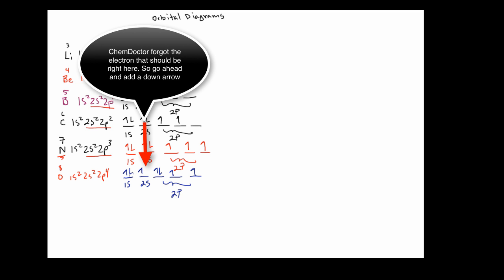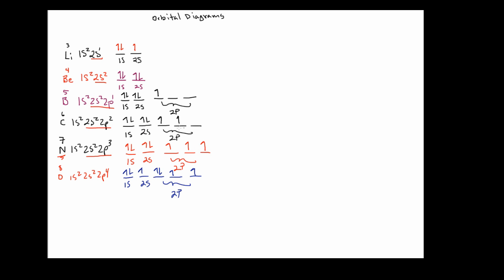So this indicates that oxygen has, in its outermost energy level, 2 unpaired electrons. Nitrogen, in its outermost shell, has 3 unpaired electrons. Carbon, in its outermost shell, has 2 unpaired electrons. Boron, in its outermost shell, has 1 unpaired electron. All right, let's move to fluorine next.